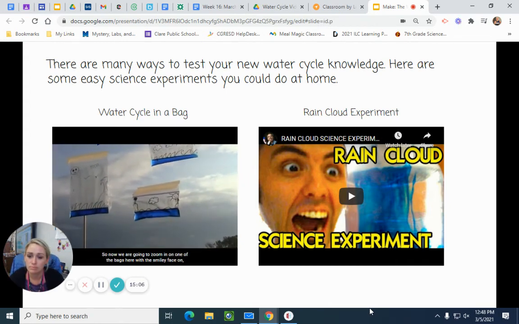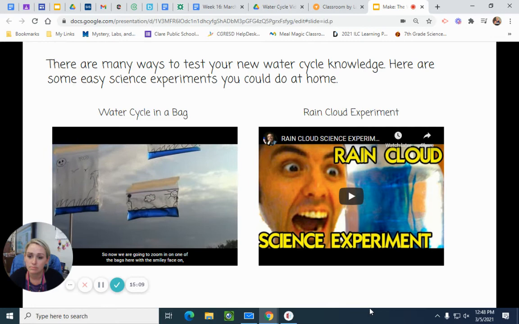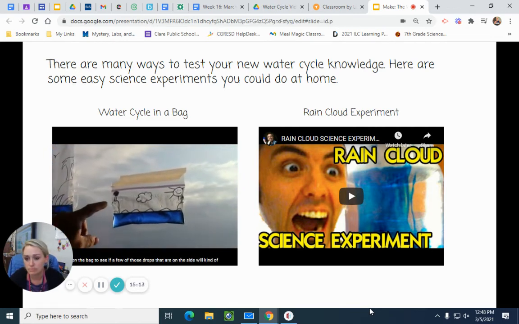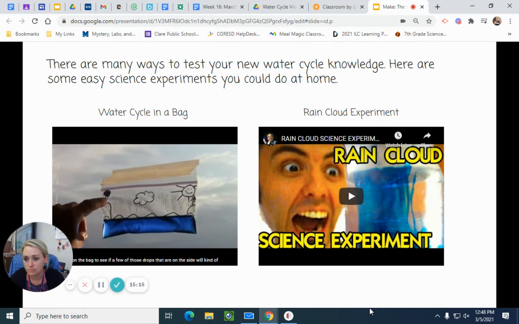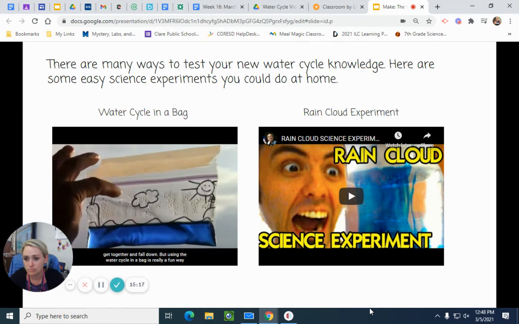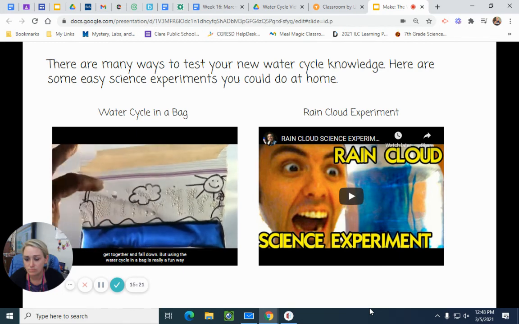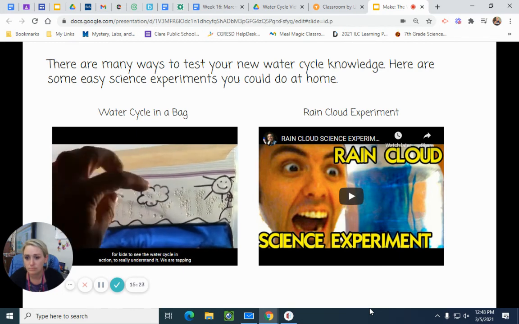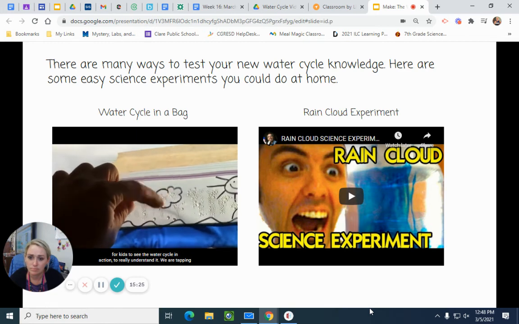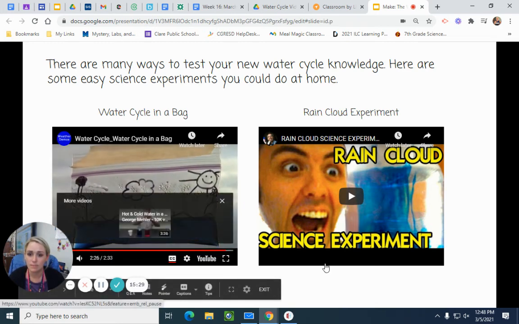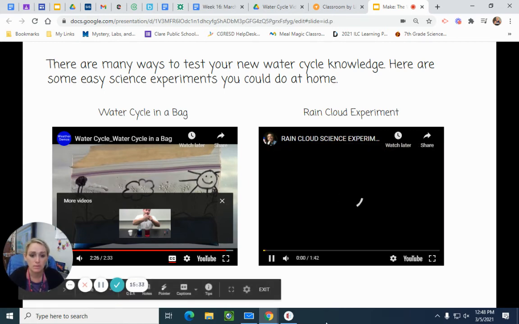Now we're going to zoom in on one of the bags here with the smiley face sun, and we're going to see if we can make it rain in the bag. We're just going to tap gently on the bags to see if a few of those drops on the side will get together and fall down. Using the water cycle in a bag is really a fun way for kids to see the water cycle in action, to really understand it. Tapping there, you can see a little bit starting. Awesome. And here's another one you could do at home.